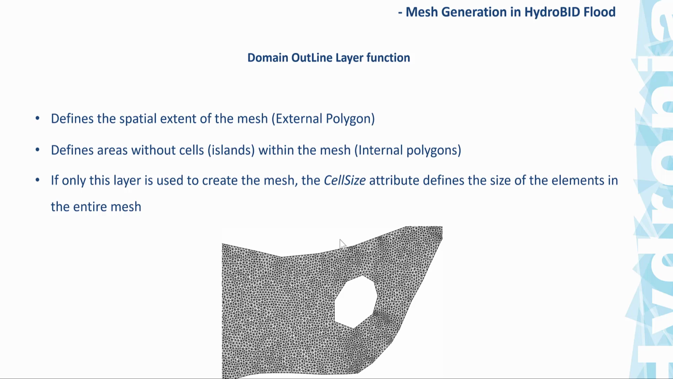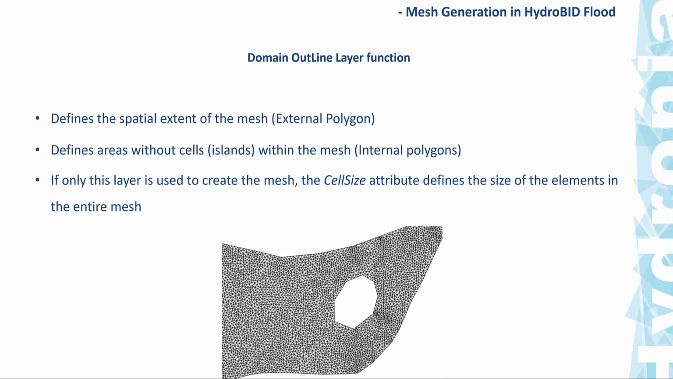The first layer that is used, and it's the basic layer, as you have seen, is the domain outline layer, which you are required to have. It's the basic external polygon that defines the extent of the mesh. But also you can have internal polygons, as you see here, that define obstacles or islands within the mesh.